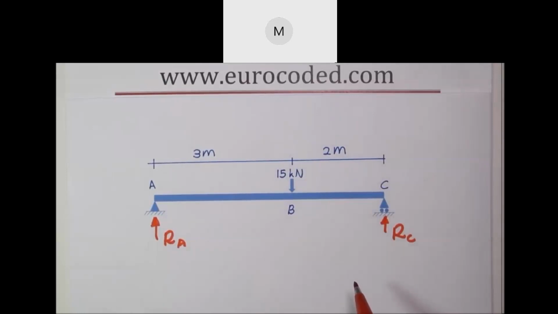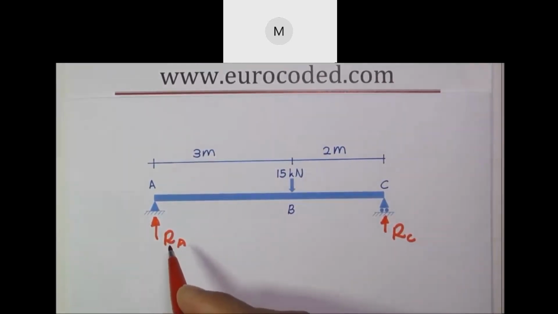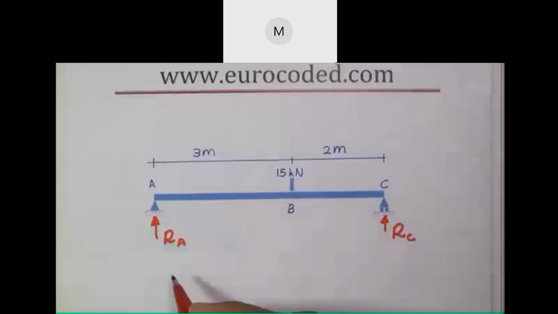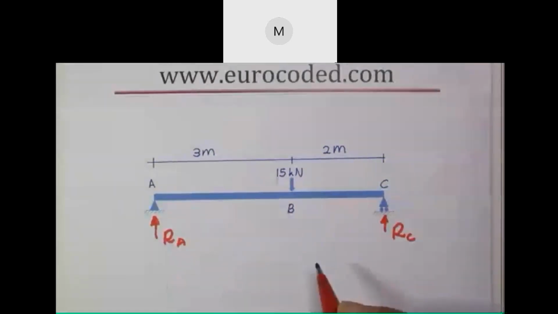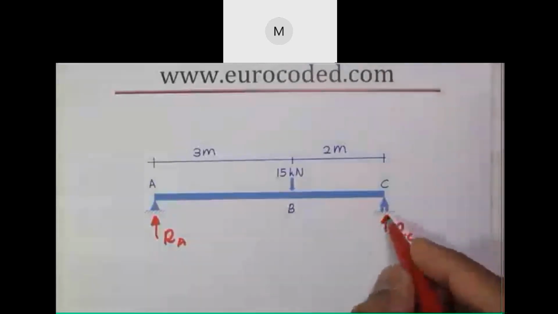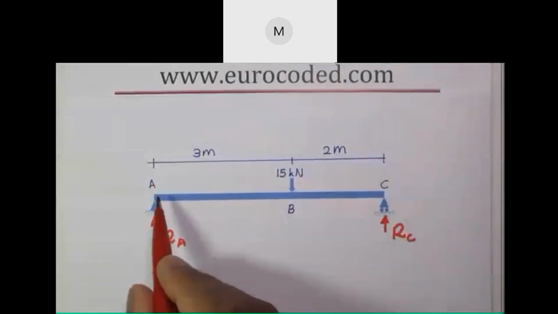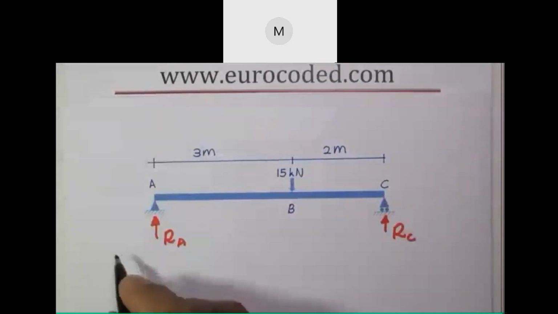What I'm going to do is take moments about A. You can see that the lever arm is 0 for reaction RA when you're taking moments about A. Hence, RA has 0 moment about A. We have an anti-clockwise moment due to RC reaction, and the lever arm is 5 meters. It's from A to C.